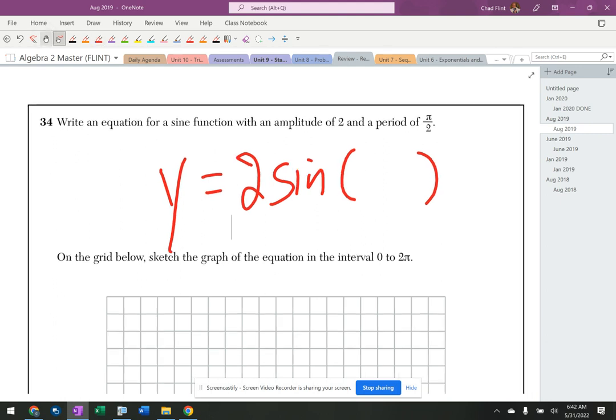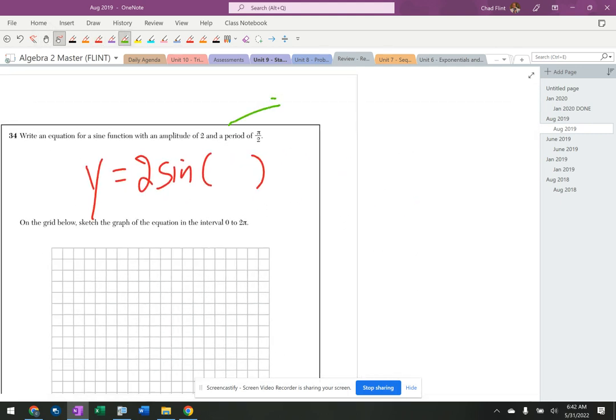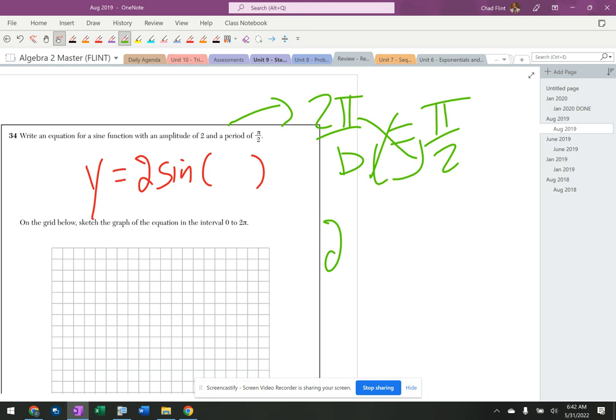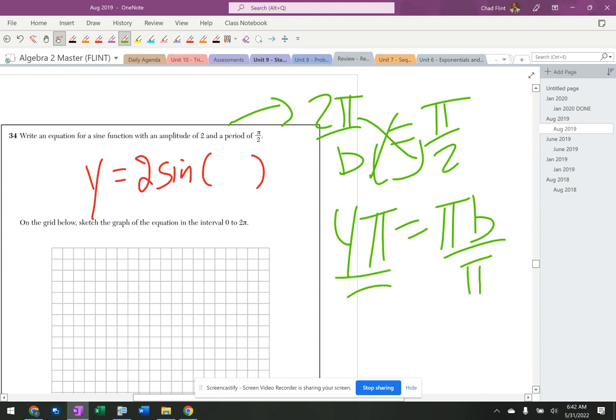All right, so remember that period is 2 pi over b, and I want that to equal pi over 2. So I cross multiply, and I get 4 pi equals pi b divided by pi. And I get b equals 4. All right, so that means this is going to be 4x in there.